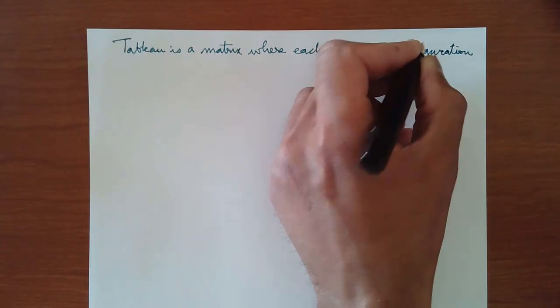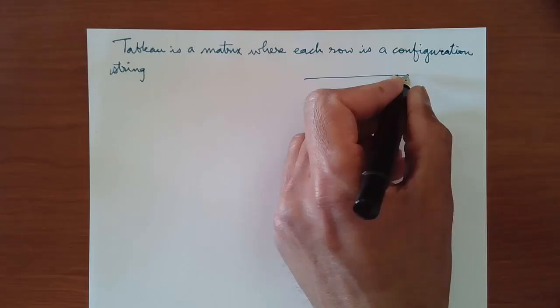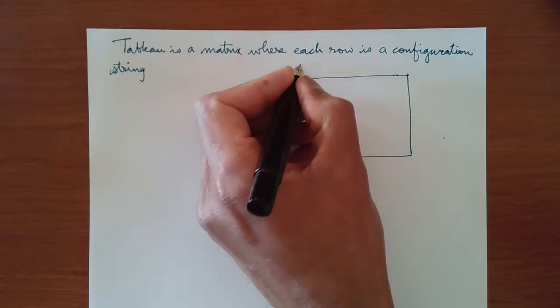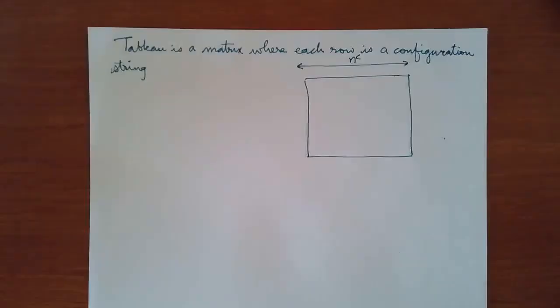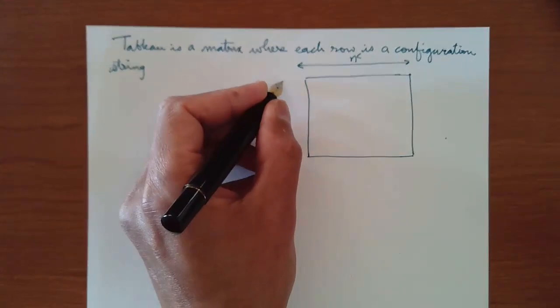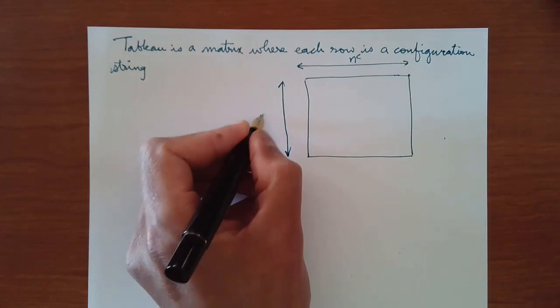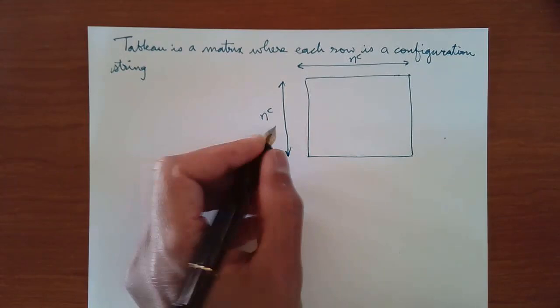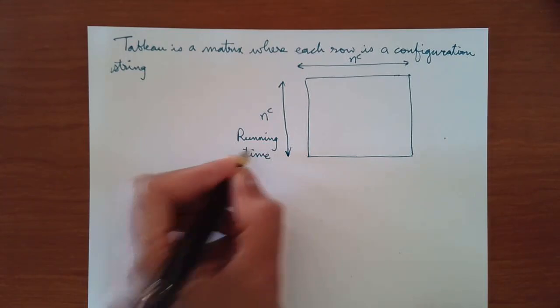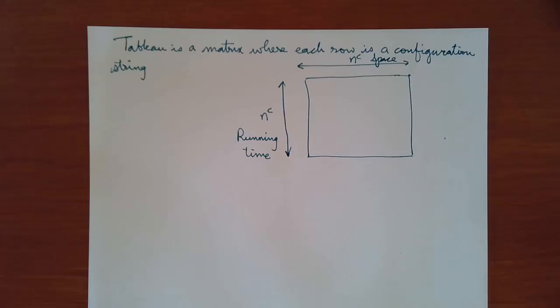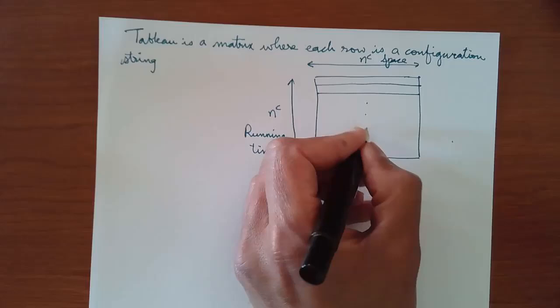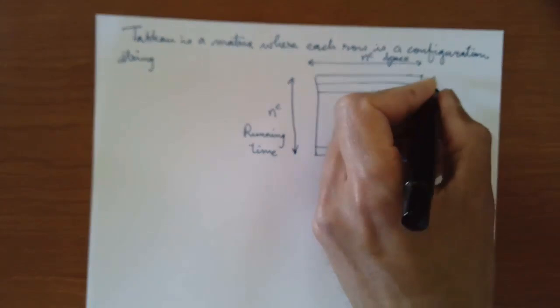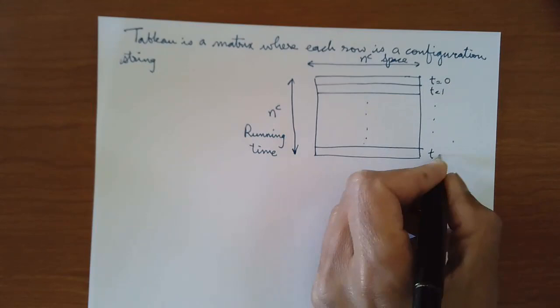So what this means is the tableau looks something like this. The length is at most n to the c, which is at most the running time, which is at most the space that is ever used. The number of rows is at most n to the c. This is at most the runtime. So this is the running time, and think of this as the space. But both the space and the running time are bounded by n to the c. And so think of this as representing t equals 0, t equals 1, and so on and so forth. And this would be the time being n to the c. This is the time.